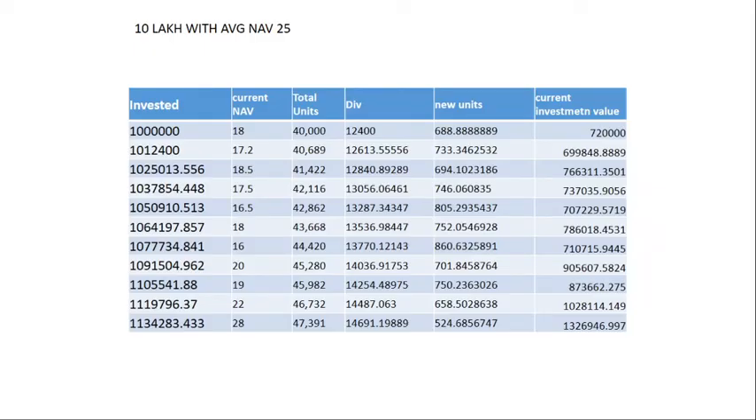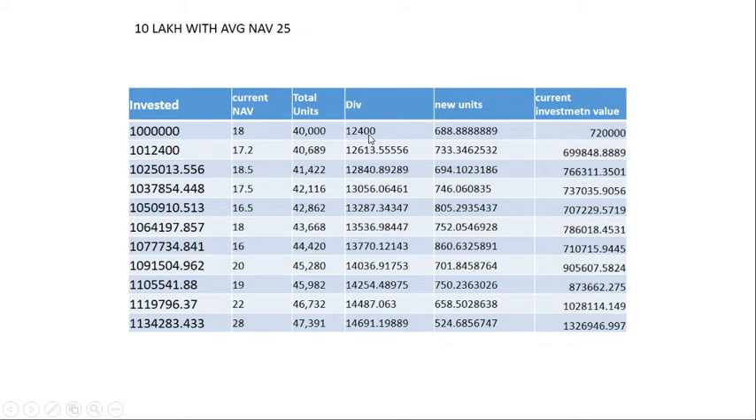So let's see with an example. In the real-time scenario, we'll take examples with real-time values. Before the market fall happened, the NAV was around 33, then it was 29, 28, fluctuating in between, and finally it was 25, 24, 23, like it was going on. So we'll assume that before the market fall, the person has invested 10 lakh at an average NAV of 25. Then the number of units in his hand will be 40,000 units. The dividend he is getting is 12,400.